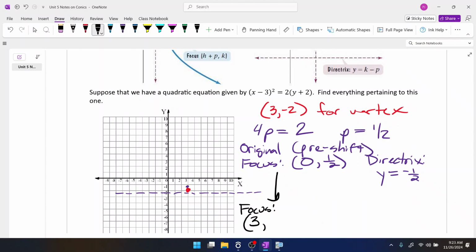-1.5. Yeah, because 1/2 minus 2 is -1.5. And the directrix is moved 2 units down. So -1/2 minus 2, that's going to be -2.5 or -5/2.